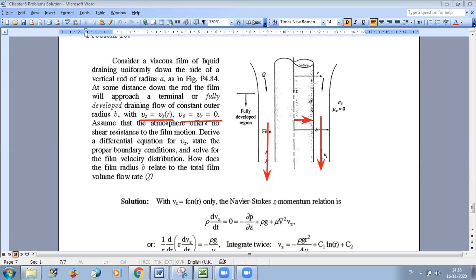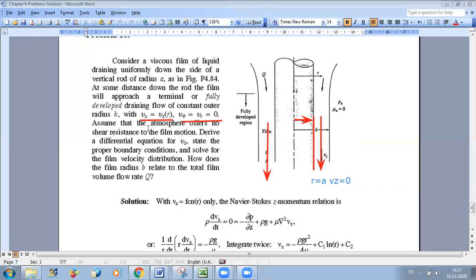So you can apply the no slip condition at this surface. At this level, the velocity of the wall is 0. So you can apply the condition that the velocity at this level is 0. So for R equal to A, I have that Vz is 0. And what is the second condition we use?